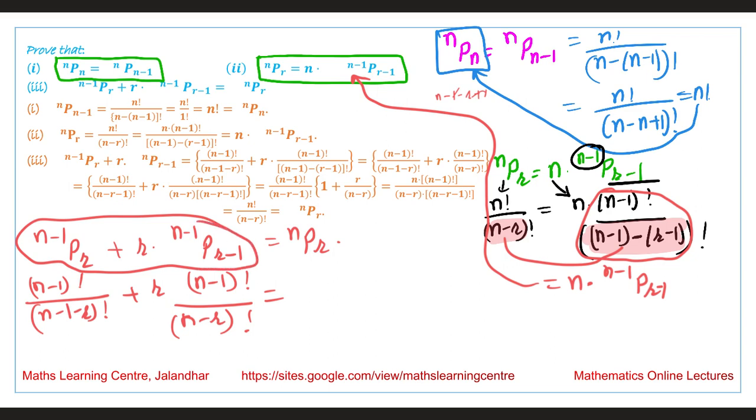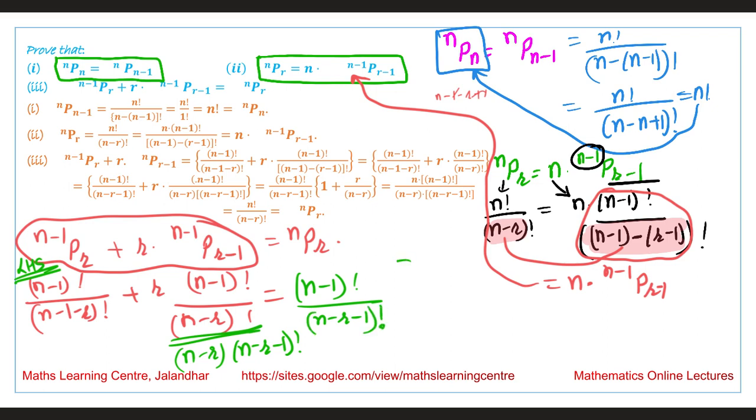We are talking about the left hand side over here. We will have this term. Now this term we can write as n minus r into n minus r minus 1 factorial. So if we take n minus 1 factorial over n minus r minus 1 factorial common, from the first term we are left with 1, and from the second term we are left with plus r over n minus r.